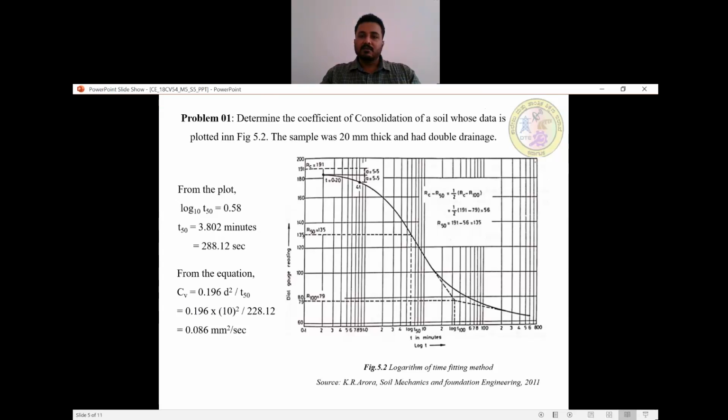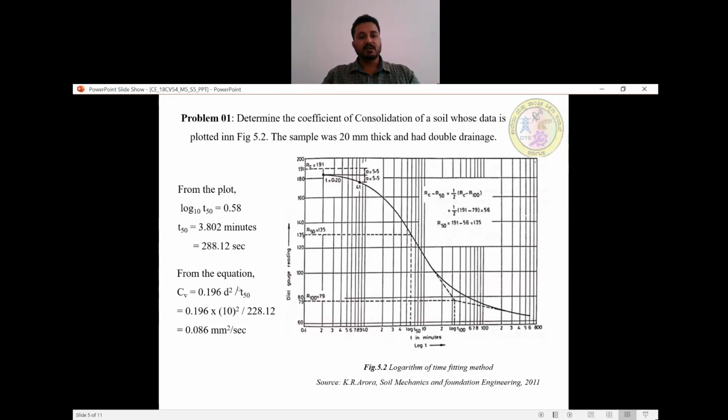From the plot, if we take the line perpendicular from the midpoint of the curve that corresponds to R50 and draw it perpendicular to the x-axis, it cuts the x-axis at time t50 log to base 10. So this value is about 0.58. Now when we convert it, we get t50 is equal to 10 to the power of 0.58, that is equal to 3.802 minutes, that is equal to 288.12 seconds.